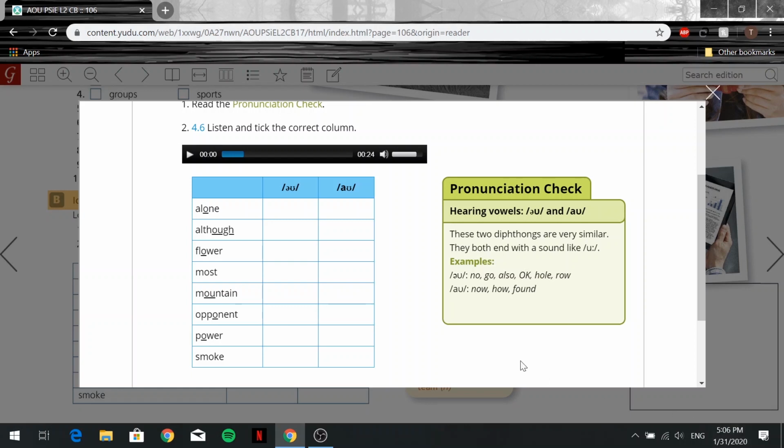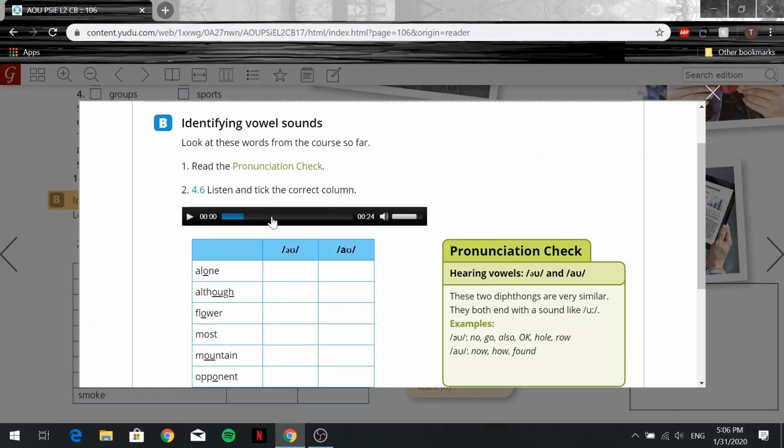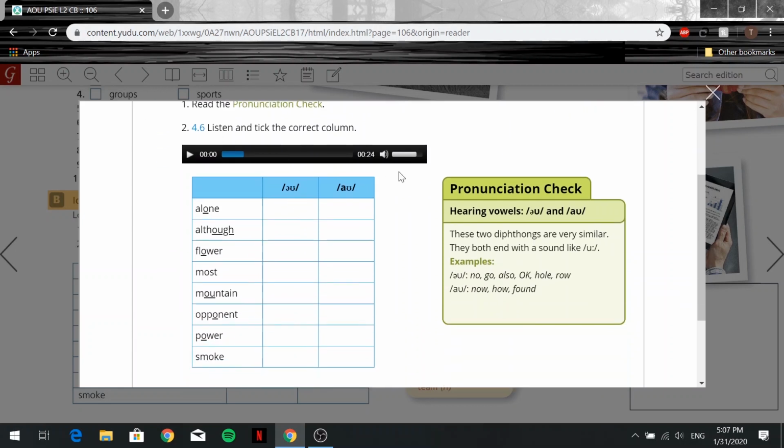So let's go to the audio. Look at these words from the course so far. Listen and tick the correct column. Again, pretty simple exercise. So this is O, okay, if there's any confusion, and this is ow. Okay, so here we go. Track 4.6.